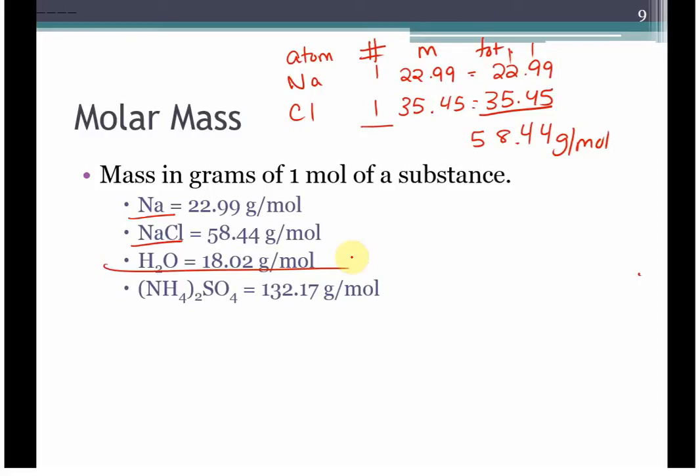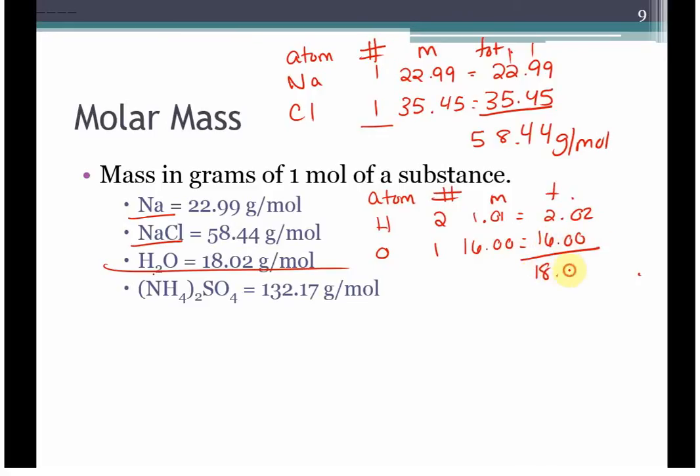Water. Here we have atom, number, mass, and total. Hydrogen, oxygen. This time we have two hydrogens, one oxygen. The mass of each hydrogen from the periodic table is 1.007, I think, but the one I give out rounds to 1.01, or you can round to the second decimal place. Mass of oxygen is 16.00. Two times 1.01 is 2.02, 1 times 16 is 16.00. Add them together to get 18.02 grams per mole for water.